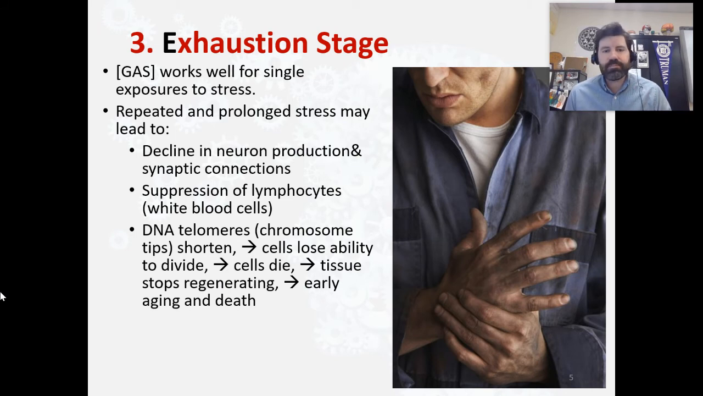And you'll see that, as I just mentioned, cortisol is great for handling stress. But if we see high levels of cortisol for long periods of time, it can lead to some problems. First of all, prolonged stress can lead to a decline in neural production, and in addition to synaptic connections. And so our brain's ability to work efficiently is hindered. Also, the suppression of lymphocytes or white blood cells. This occurs as cortisol is consistently pumping through our blood. We see this suppression of lymphocytes, and the consequence of that is that it hurts our immune system, and we may be more likely to become sick.